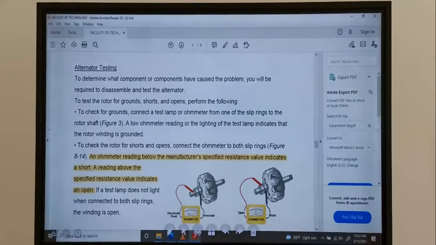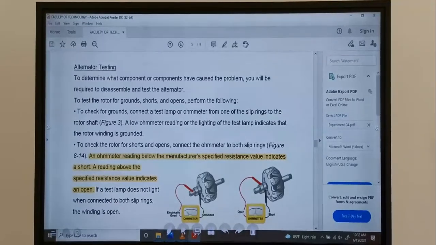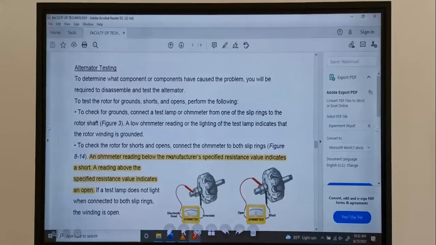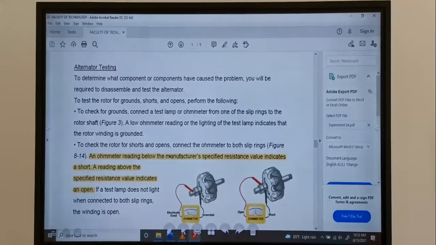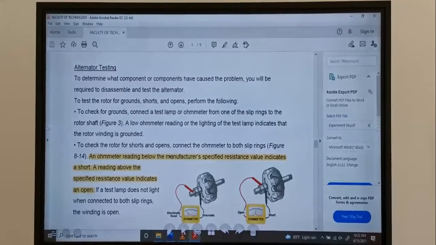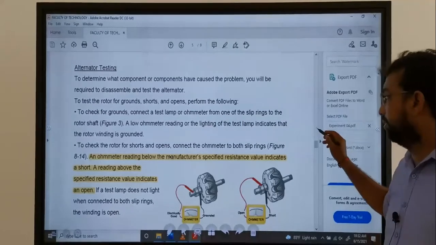To check the rotor for shorts or opens, connect the ohm meter to both slip rings. Here we have to check with the manufacturer's value. A resistance below the specified value indicates a short. A reading above the specified resistance value indicates an open.